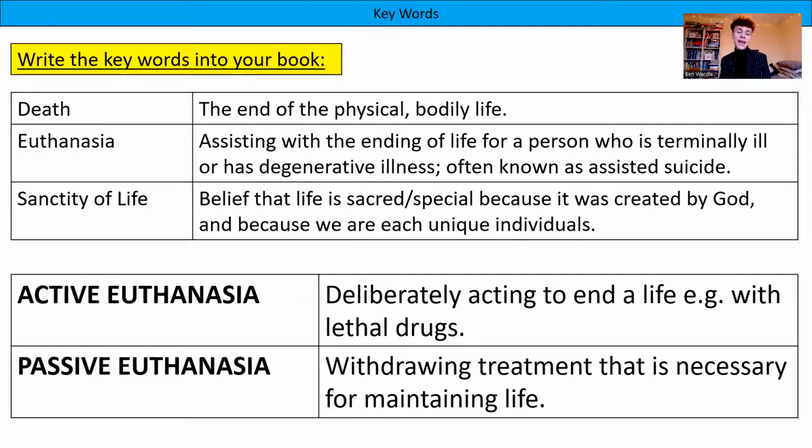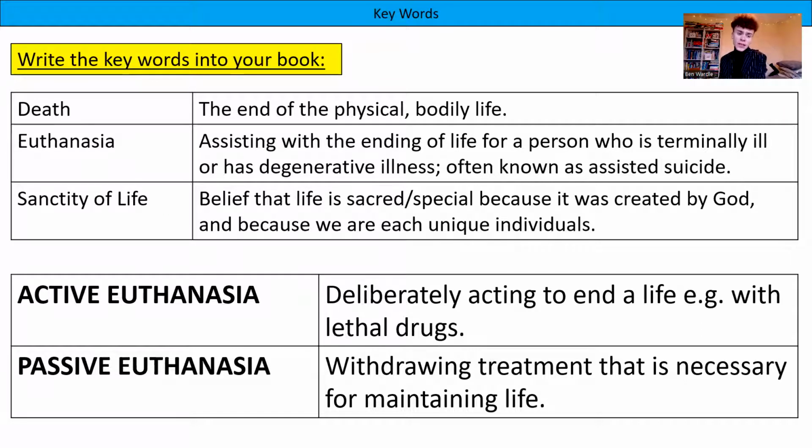The first keyword today is death, which is the end of the physical bodily life. And of course, that is relevant today because we are talking about euthanasia, which is the assisting with the ending of life for a person who is usually terminally ill or has a degenerative illness. And we will look at both of those case studies today. It is often known as assisted suicide. It is sometimes known as a mercy killing.